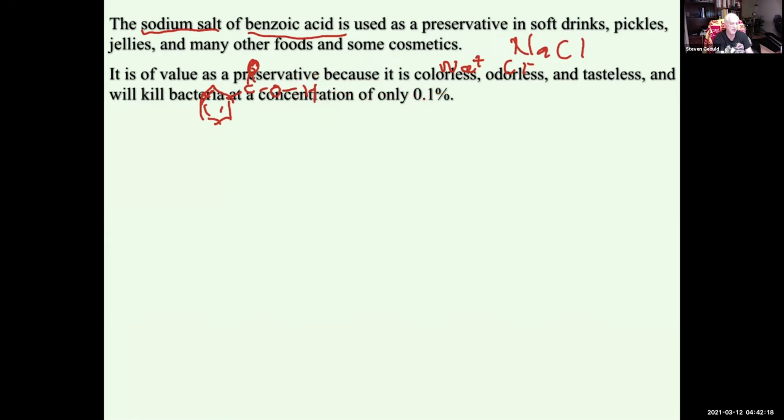So it's of value as a preservative, these sodium salts, because it's colorless, odorless, and tasteless, and kills bacteria at a concentration of only 0.1%. So these salts, we use nitrates, things like that, they're used as preservatives in meats and such. They kill bacteria. You have no color to them, so it doesn't make the food look bad. They don't smell bad because they're odorless, and they're tasteless. They don't change the taste of the food. So we can use it as a preservative.